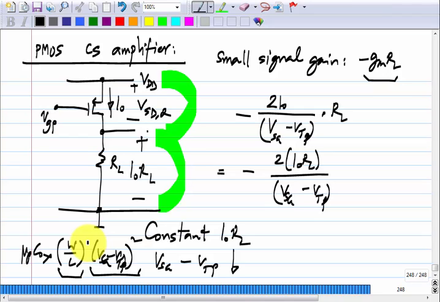I mean, can I have VSD equal to VTP plus 1 millivolt? So, in the denominator, I will have 1 millivolt. If I have a few volts in the numerator, I will have a gain of thousands, right?